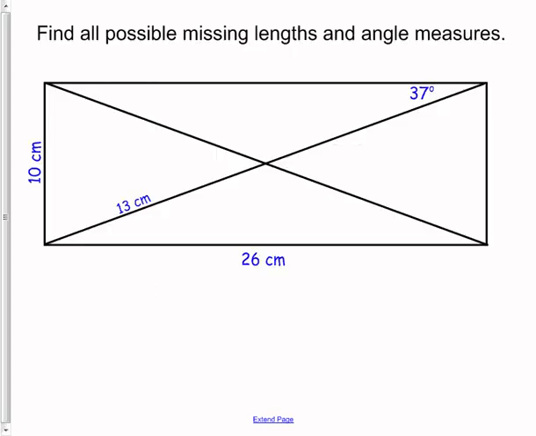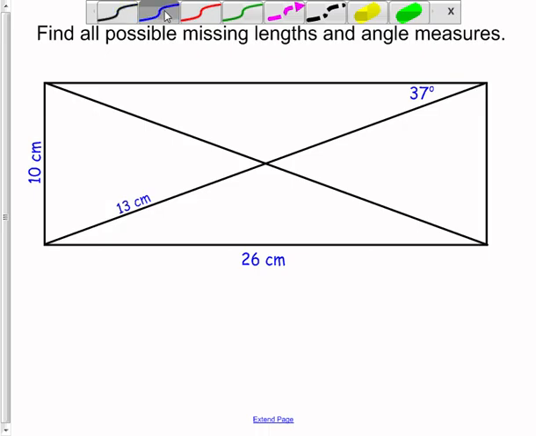Okay, and then our last slide here, I've got a problem, and we want to find all the possible missing lengths and angle measures of this rectangle. I want to find all the side lengths and all the angles using what we just learned. I encourage you to copy this down, pause it, and then try to figure this out on your own. Otherwise, I'll go through it with you.